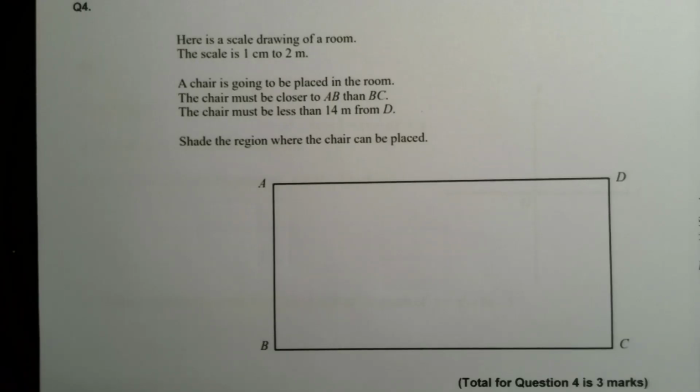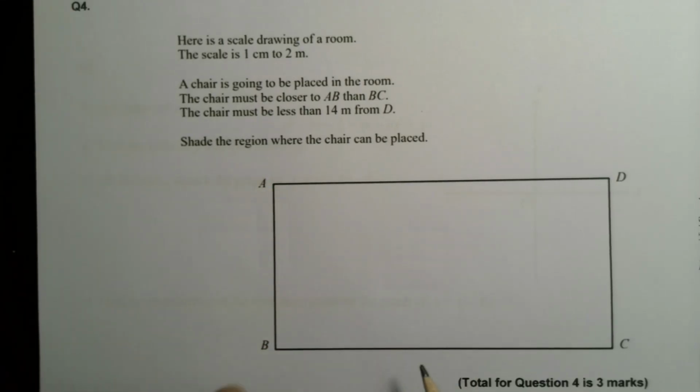Question 4 is a loci question. Now it says the scale is 1 centimeter to 2 meters, and a chair is going to be placed closer to AB than BC. So AB and BC are lines, and it's also got to be 14 meters from D. Let's do one part at a time.